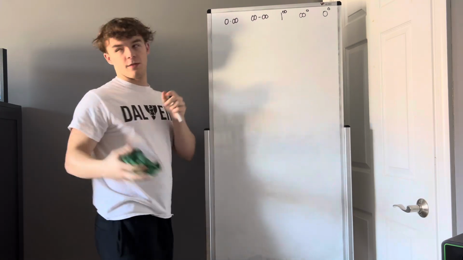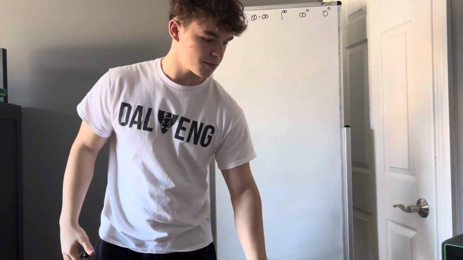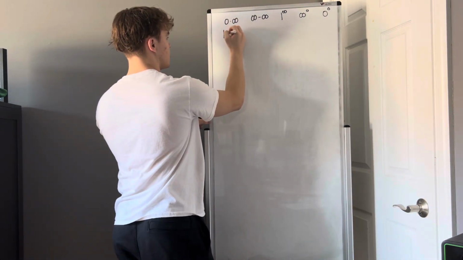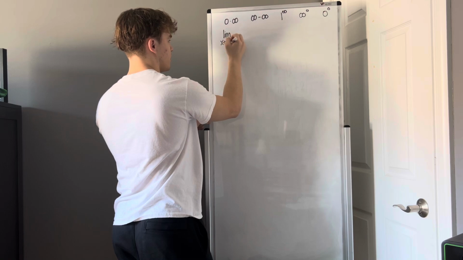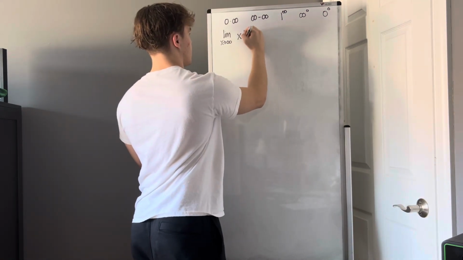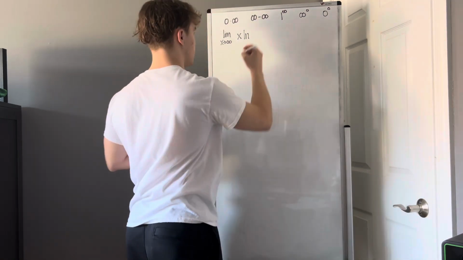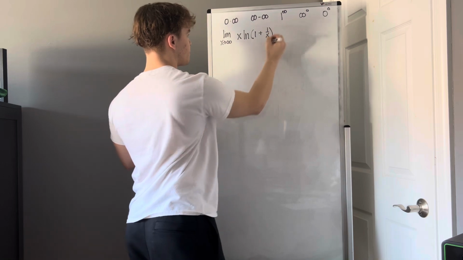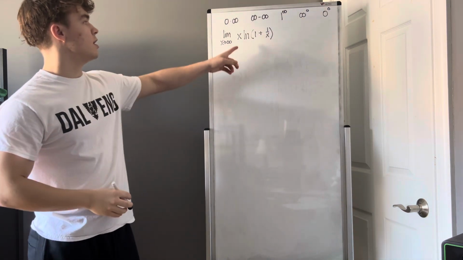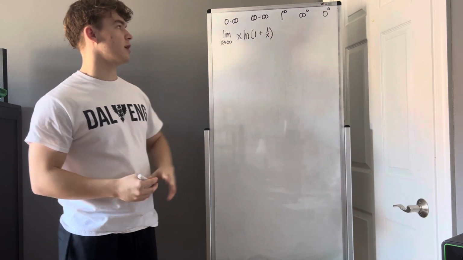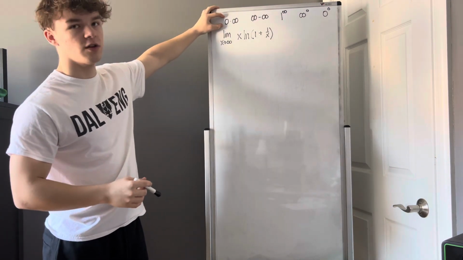So our first example will be 0 times infinity. And our example is the limit as x approaches infinity of x times ln of 1 plus 1 over x. And so you can see this will give us infinity, this will give us ln of 1, which is 0. We get infinity times 0. That's our first indeterminate form.